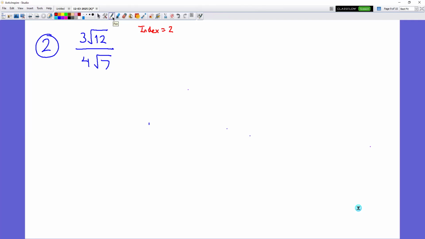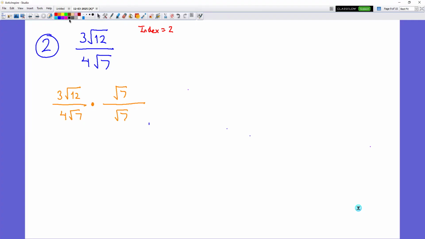I've already kind of run out of room right here, so I'll just rewrite it here. So I've got 3 square root of 12 over 4 square root of 7. And then we're going to put our multiplication here to start rationalizing the denominator. The radical here is square root of 7, so we'll put square root of 7 on both the top and the bottom of this fraction. Remember, whatever the radical is, that's what we multiply, to both top and bottom.